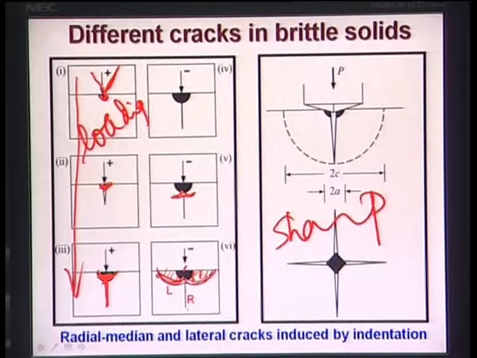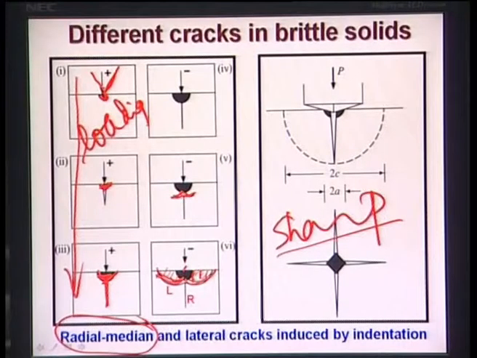More spalling will occur, because these lateral cracks will come in contact with the material much more extensively, and this lateral crack will lead to the fracture of the material. So in case of the sharp indent, you have two types of crack. One is the radial median crack and one is the lateral crack. Which crack do we use for fracture toughness measurements?